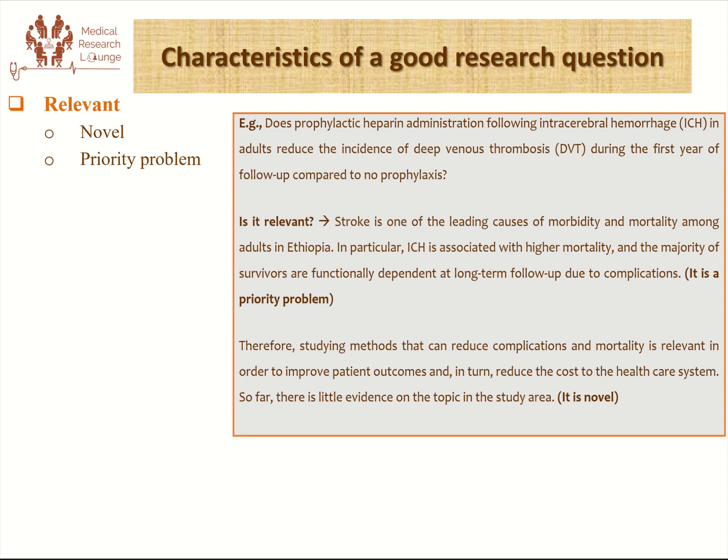Let's see an example. So does prophylactic heparin administration following ICH in adults reduce the incidence of DVT during the first year of follow-up compared to no prophylaxis? Well, stroke is one of the leading causes of morbidity and mortality in the country, and especially ICH is associated with higher mortality and morbidity, with the need of long-term follow-up for most of the patients. So yes, it's a priority problem of the country, and if there is no prior research conducted in the area, then by studying this problem we can contribute a lot to the current practice. So if there's little evidence in the area, we can say that's novel, so yes, it's relevant, we are good to go.